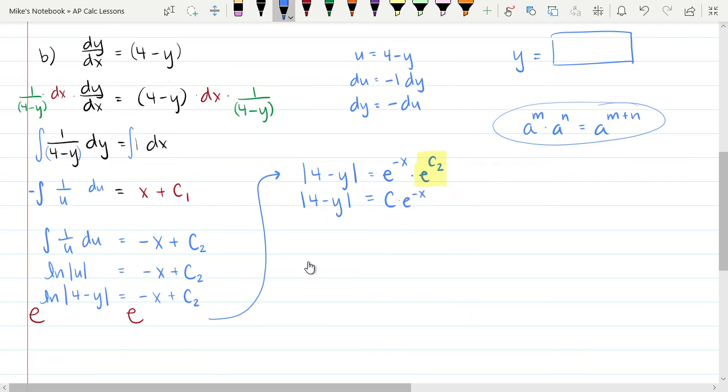Now, that absolute value, that's a little bit trickier. Just kind of go with me on this. The absolute value bars, remember, all that this means is that whatever's inside is going to give us a positive value. So because that constant right here could already be positive or negative, that sort of absorbs the absolute value here. So we can now just turn this into 4 minus y equals c e to the negative x. And then finally I can subtract the 4 from both sides.